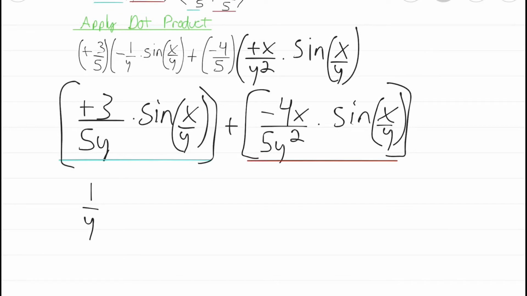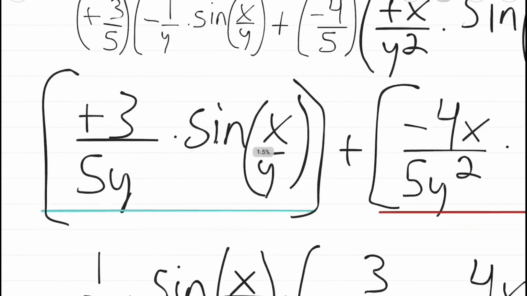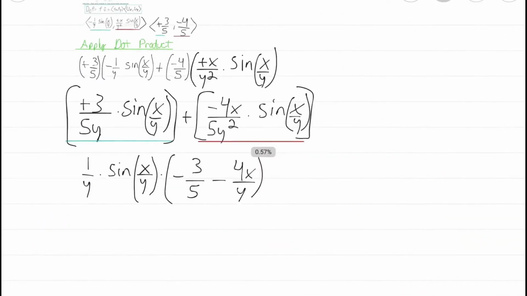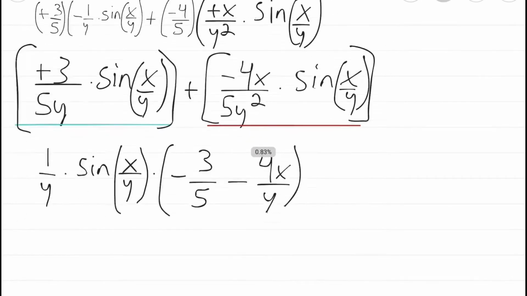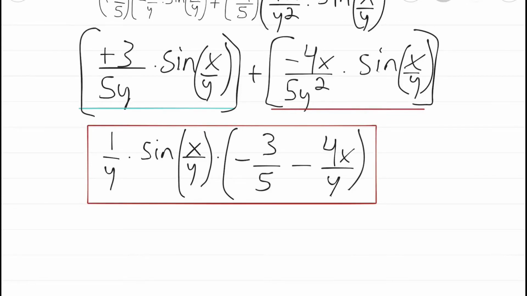So furthermore, we simplify this and we factor out a 1 over y. We factor out a sine of xy. And then we're left with minus 3/5 minus 4x over y. And one thing I did notice was that in the previous step, I made a mistake right here. That plus 3 is supposed to be a minus because it multiplies by negative 1 over y, but I corrected it right here. So keep that in mind as well. So that's our final answer.